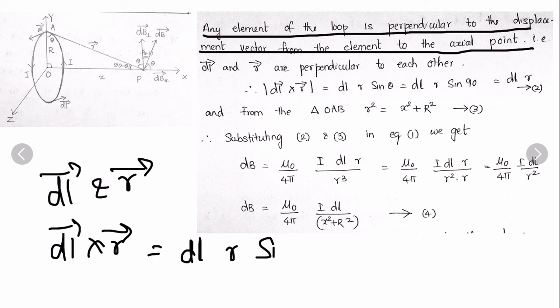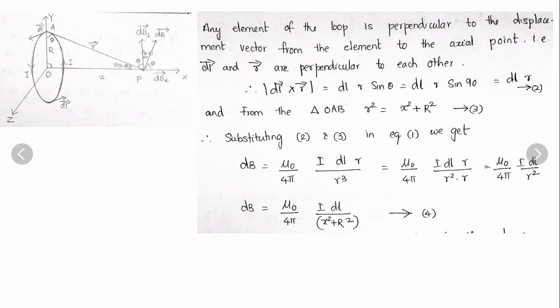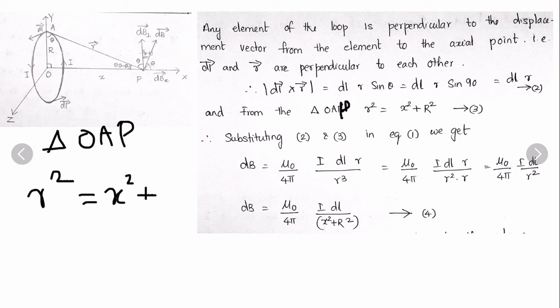Let it be equation number 2. Now let's further continue. Let us take the triangle OAP, that is a right angle triangle, which is 90 degrees at origin. Therefore, let us apply the Pythagoras theorem, that is r square is equal to x square plus R square.